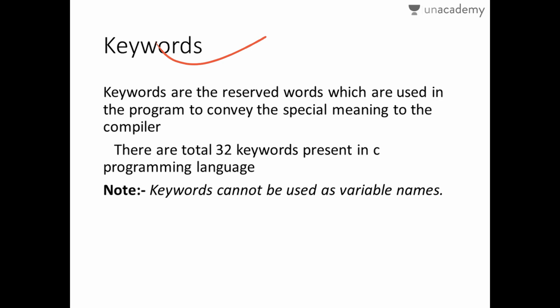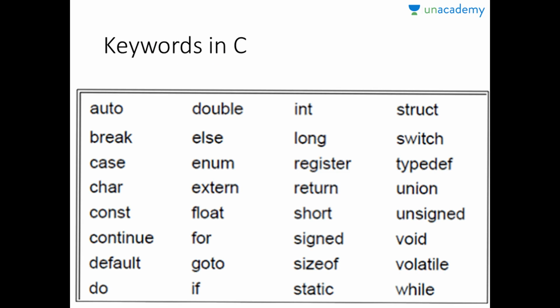Now here are some keywords. There are total 32 keywords. 8 into 4 is 32. So you can see there are total 32 keywords present in C. It is auto, double, int. You can go through all these. You need to know that these keywords have special meanings. These keywords are used in the program for a specific function, so you cannot use these keywords as a variable name or for anything else.